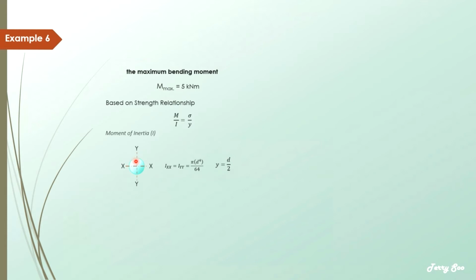So that would be equal to half the diameter. Okay, so what we need to do is put everything together into the equation for I and for the y. So we have something like that. We can cancel out a d from here, so you have d cubed with this. 64 becomes 32 when you cancel out with 2. So you have sigma is equal to 32M over pi d cubed.